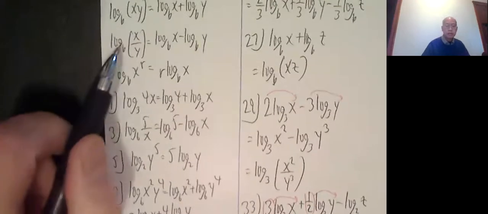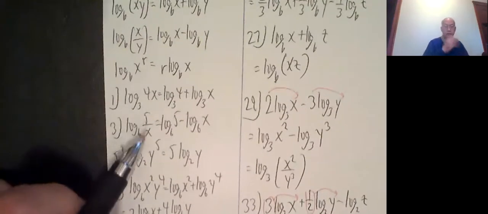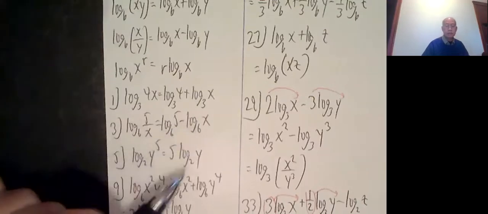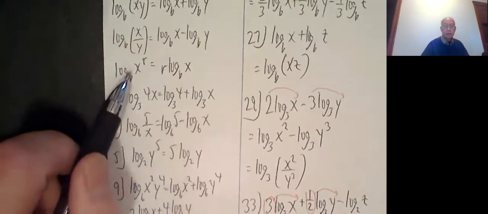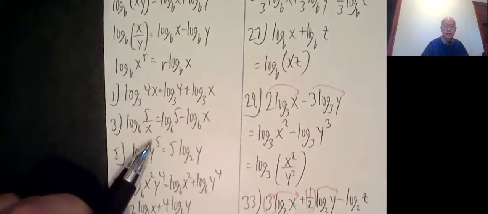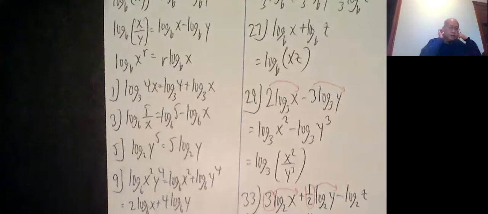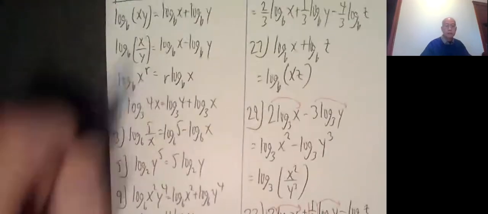Number 3 is a division. That looks like this one. Log base 6 of 5 over x. Log base 6 of 5 minus log base 6 of x. Okay, number 5 looks like the third case. Log base 2 of y to the 5th. That 5 gets to come down in front. 5 log base 2 of y. So that shows you all of the 3 basic ones that are here.